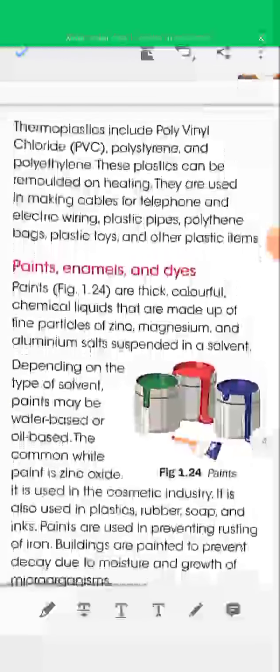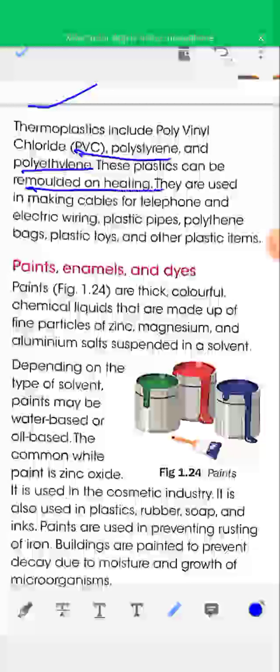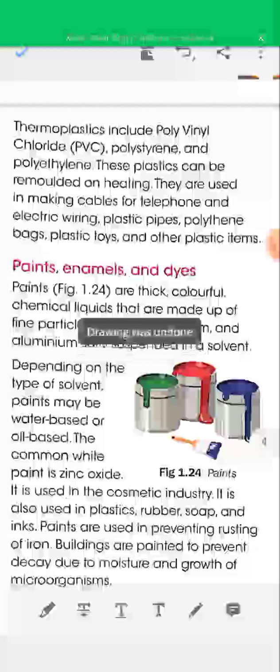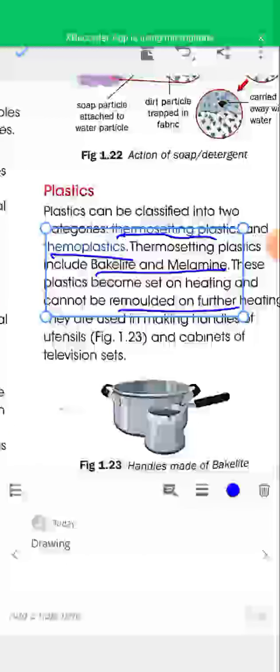Now see, thermoplastics such as polyvinyl chloride (PVC), polystyrene, and polyethylene. Thermoplastics can be remolded on further heating, and these thermoplastics are used in making cables of telephones, electric wiring, plastic pipes, polyethylene bags, plastic toys, and other plastic items. So types of plastic and their uses are given here. You have to remember the examples of thermoplastic, thermosetting plastic, and their uses.